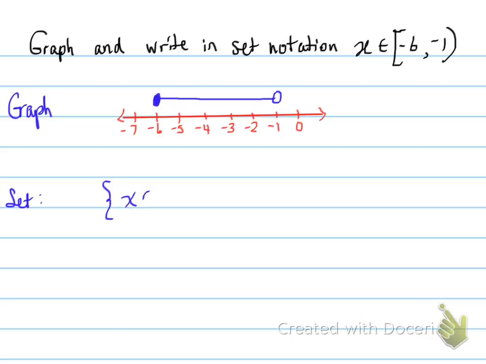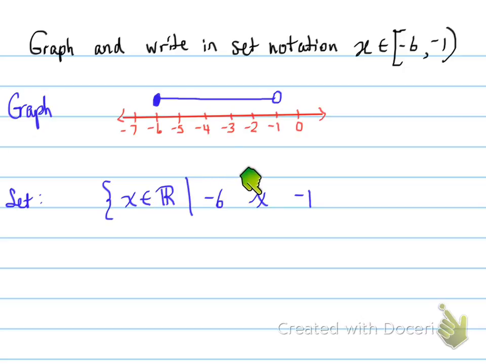Set notation means the following. X belongs to real such that X is between numbers. What numbers is it between? Well, it starts at -6 and it goes to -1. The question that people have is, what sign do we put in here? Well, folks, we always read from the X.